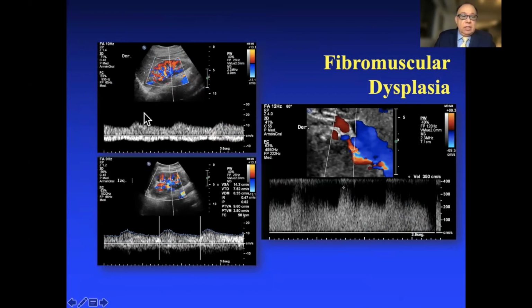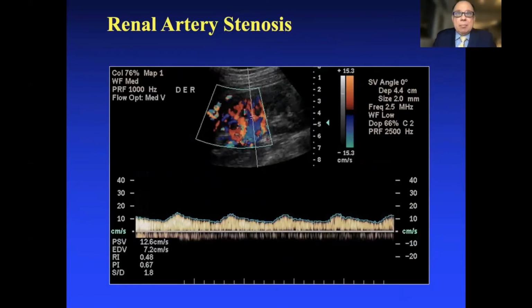In both kidneys, we found a parvus tardus spectral wave. And here we found aliasing in the renal artery, and the spectral analysis showed us a very high velocity of 350 with a lot of turbulence, indicating stenosis. Another example, this is a parvus tardus wave inside the kidney.